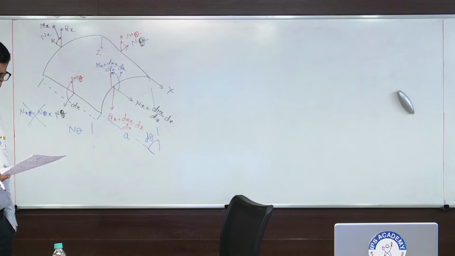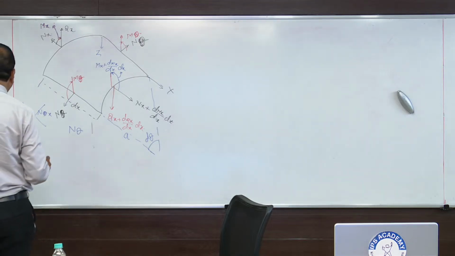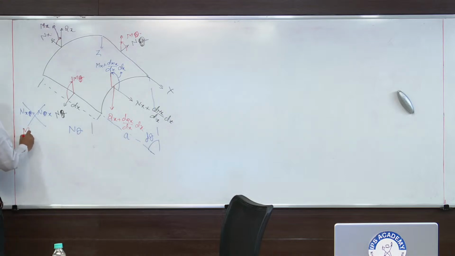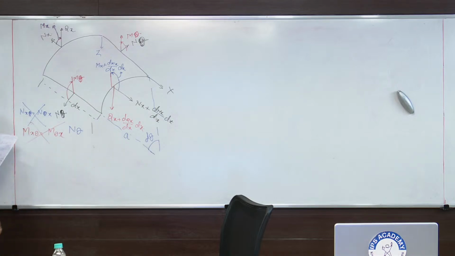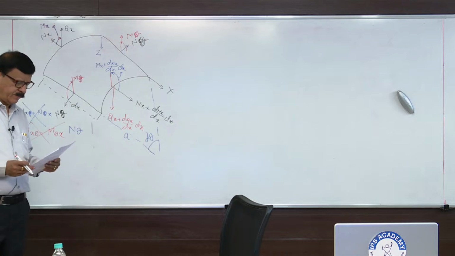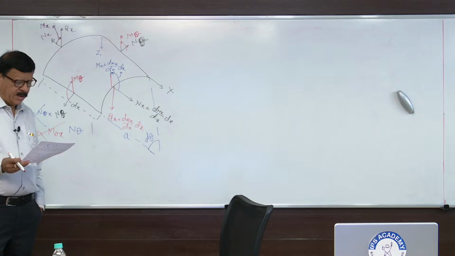Moments acting are shown in the figure. Also twisting moment M x theta is equal to M theta x, and these vanish due to symmetry.